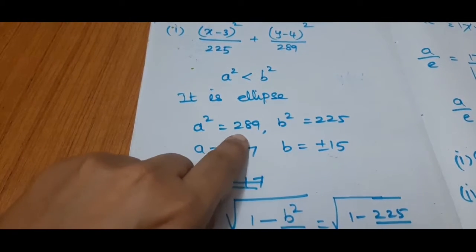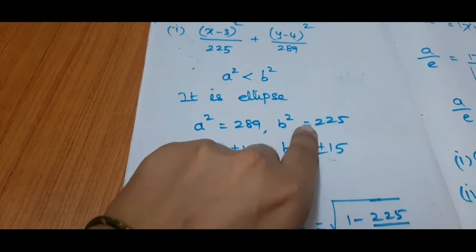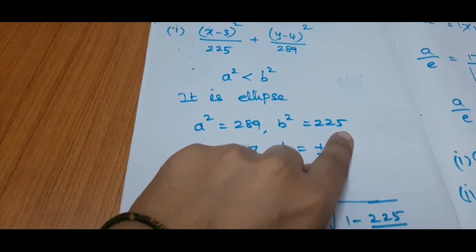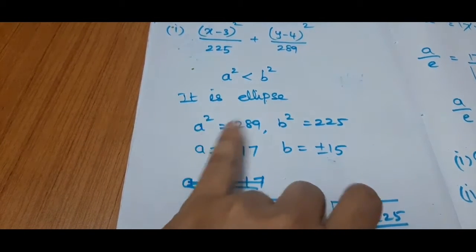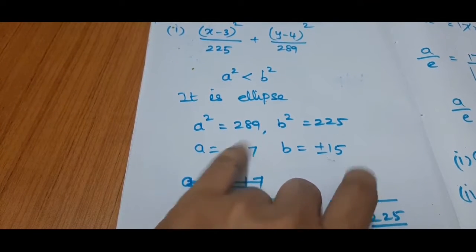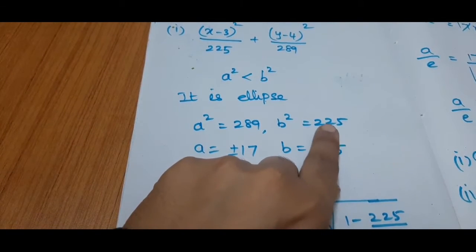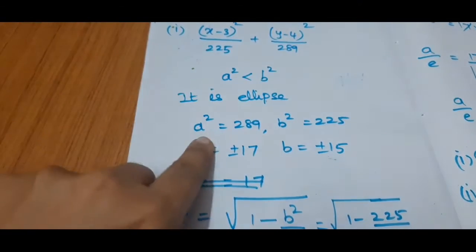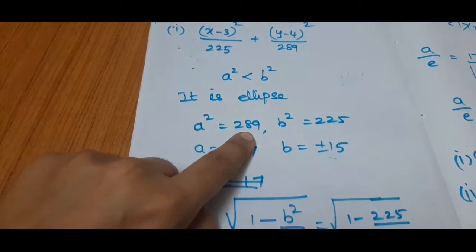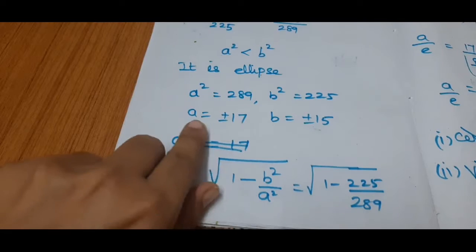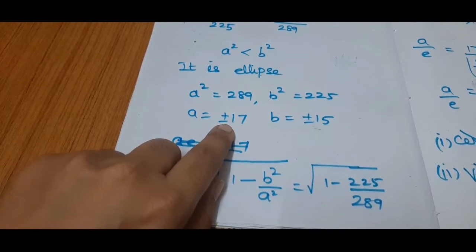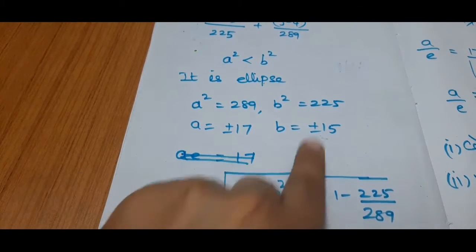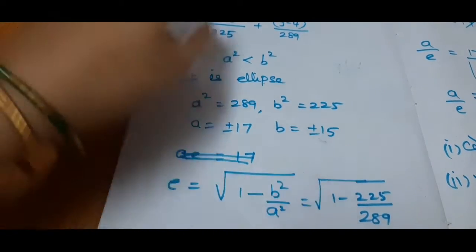That is, a square is equal to 289 and b square is equal to 225. So whichever is greater, you have to take it as a square. So a is equal to plus or minus 17, and b is equal to plus or minus 15.